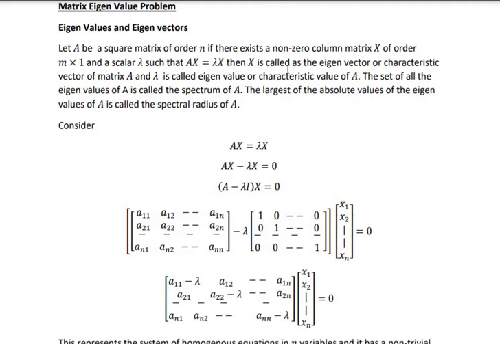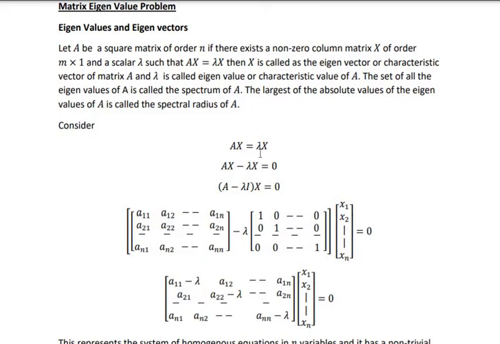then X is called the eigenvector or characteristic vector of matrix A, and lambda is called the eigenvalue or characteristic value of A. The set of all eigenvalues of A is called the spectrum of A. The largest absolute value of the eigenvalues of A is called the spectral radius of A.